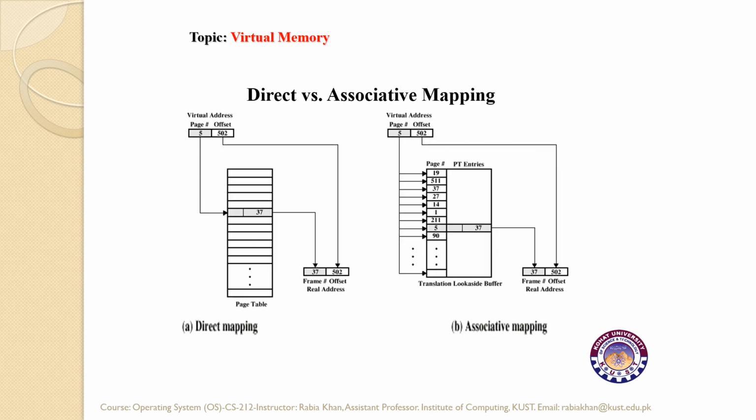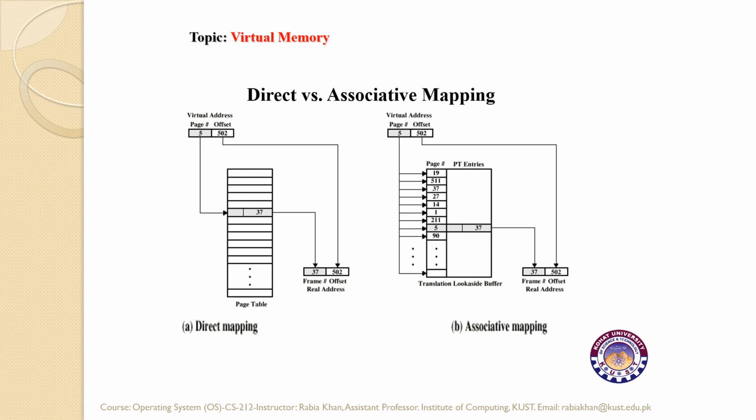Here is the difference between direct and associative mapping. In associative mapping, the use of translation look-aside buffer is visible. You can figure out the difference between them. In direct mapping, the page table is located in main memory. So, first the page table is accessed to get the frame number. And then, in order to get the actual physical address, this frame number is linked with offset. And again, main memory is accessed to get the required location.